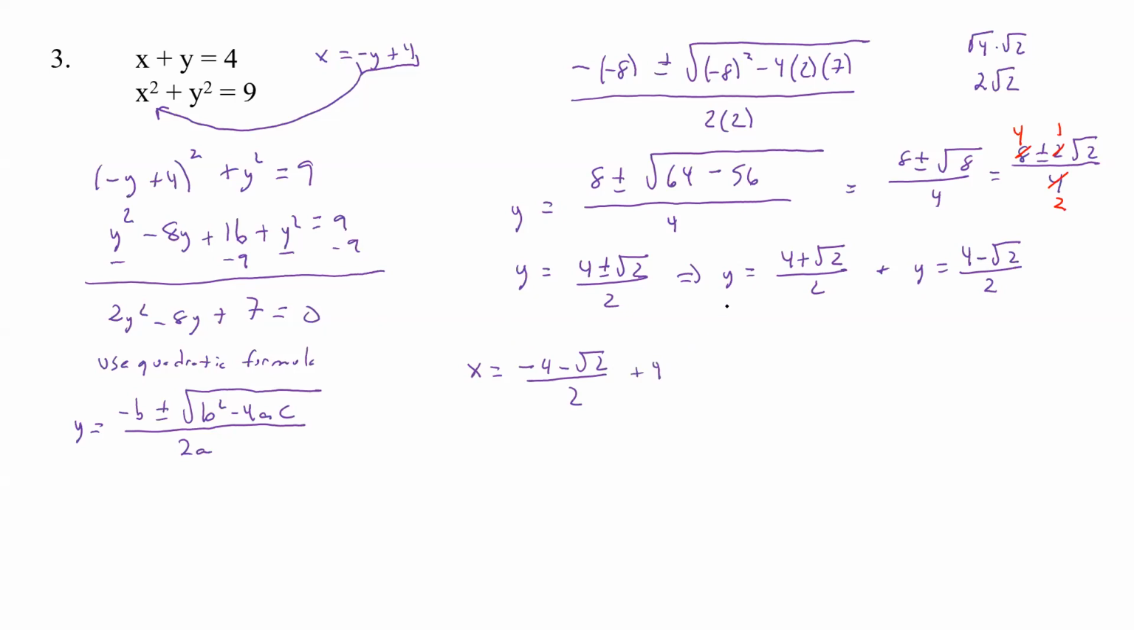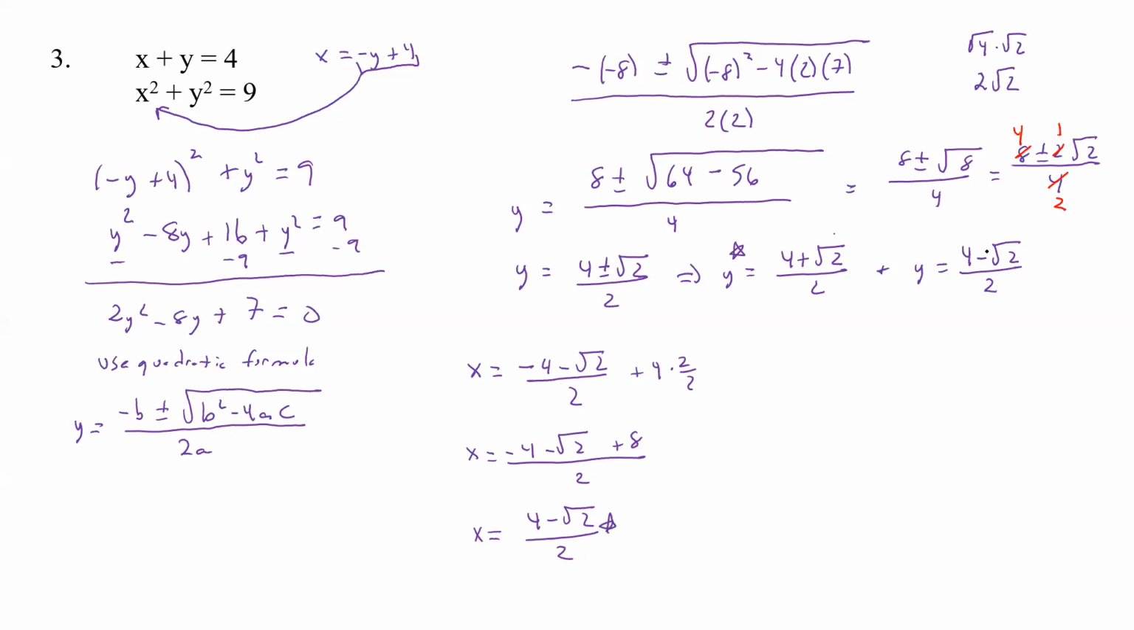Okay. Well, what does that tell me? Well, I have to get a common denominator. So I'm going to have to multiply that by 2 over 2 to get the LCD. And so then I have x equals a minus 4 minus the square root of 2, and then plus 8 all over 2. Okay. Well, now I've got 8 minus 4, which is 4. So I get x equals 4 minus the square root of 2 over 2. So for this y here, I get this x.